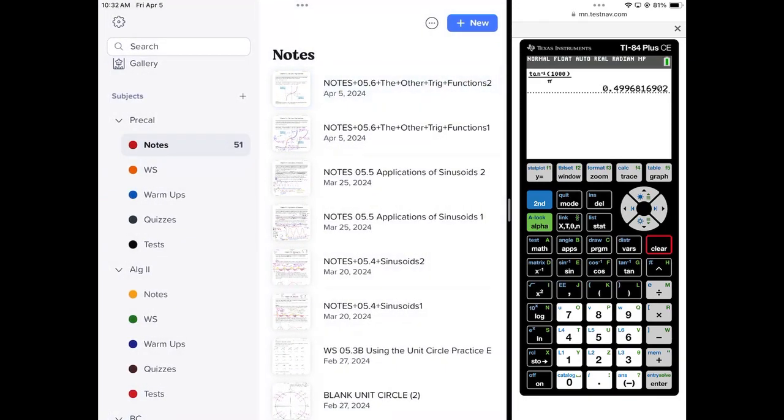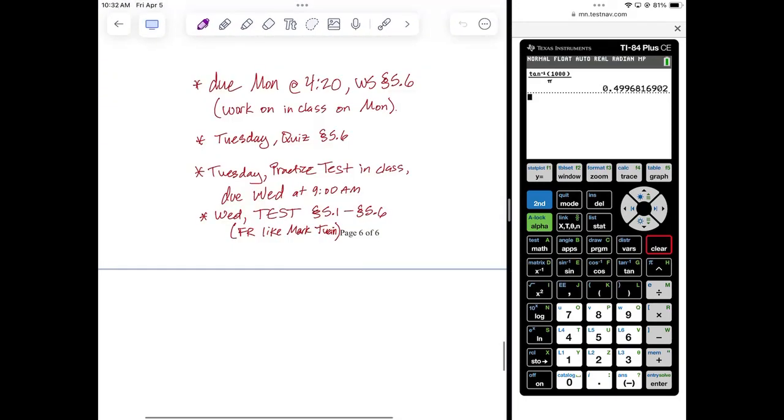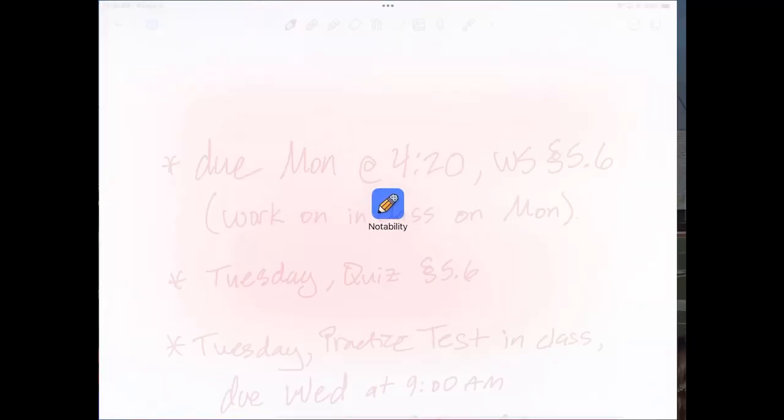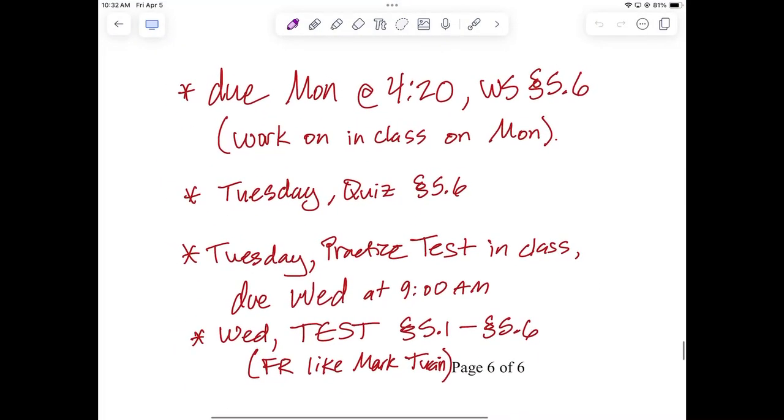I got 2 minutes. I'm gonna summarize what we're doing. I'm gonna put this into a Canvas announcement at lunch. All right. Your worksheet is due Monday at 4:20, not at 9 a.m. That gives those people who are here in class an opportunity to work on it in class on Monday. I'll put this in Canvas, okay?